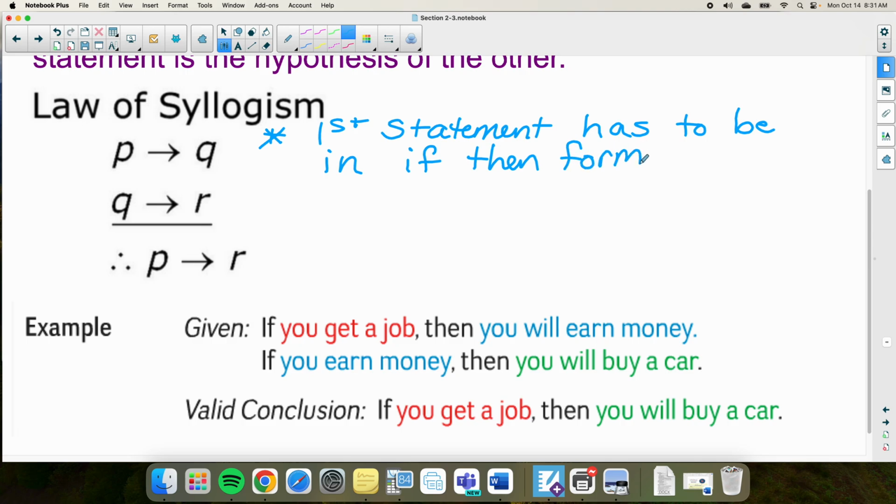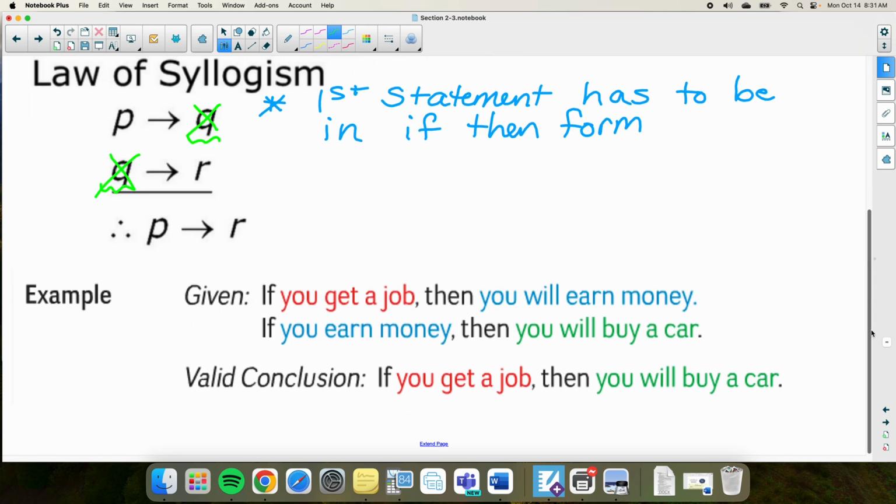First statement has to be in if-then form. Now again, if you guys remember what Law of Syllogism was, the ending of this and the beginning of that have to be the same, and we cross those out. And then you say if P, then R. Okay? So here's an example of this one.